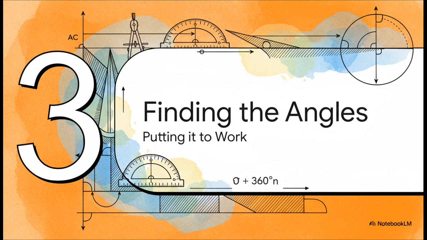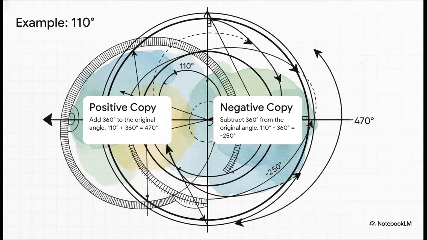All right, enough with the theory, right? Let's make this real. It's time to get our hands dirty and actually put this formula to work finding some angles. Let's take a simple angle, say 110 degrees. If we want a positive coterminal angle, we just add 360. Boom, 470 degrees. If we want a negative one, we subtract 360. That gives us negative 250 degrees. So 470, negative 250, and our original 110 all point in the exact same direction.